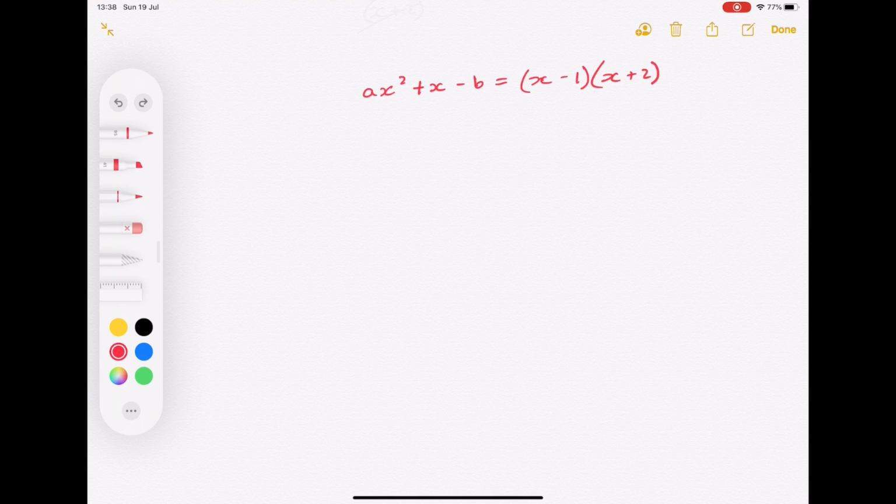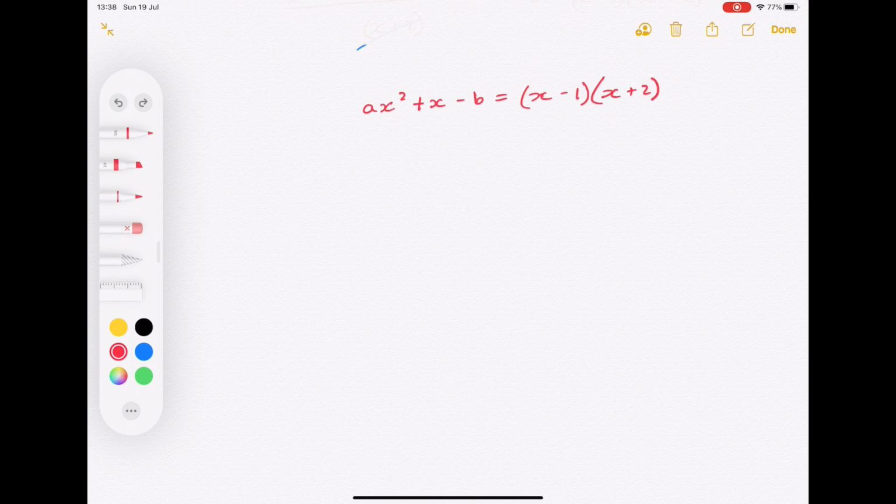Anyway, what's the next step? Notice how we are coming quite close to being able to clearly compare the two sides of our equation. The only thing left in our way now is to expand the brackets on the right hand side, these ones. So let's go ahead and do that.